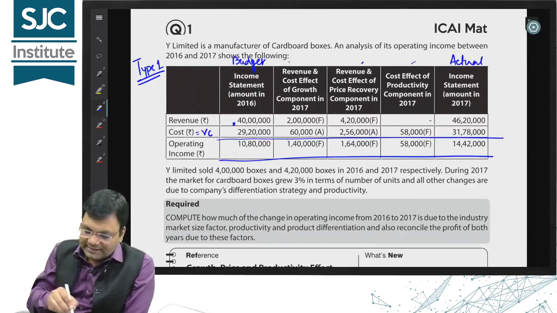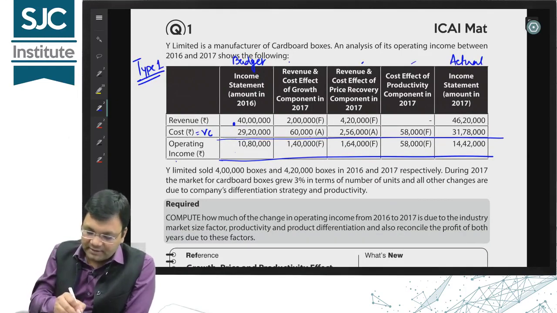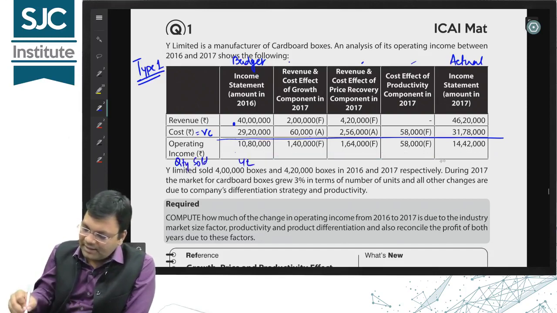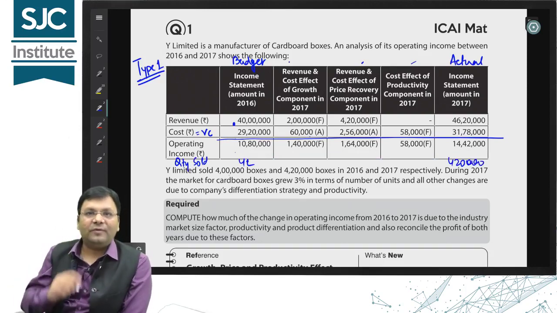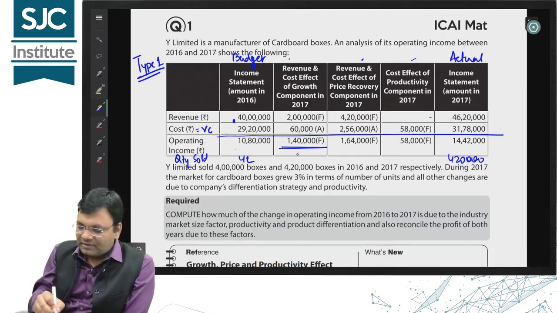Now they are saying Y Limited sold 4 lakh boxes and 4,20,000 boxes in 16 and 17 respectively. So you can see quantity sold is 4 lakh here and 4,20,000 here. So there is a growth of 20,000 units. So this 1,40,000 is representing 20,000 units.